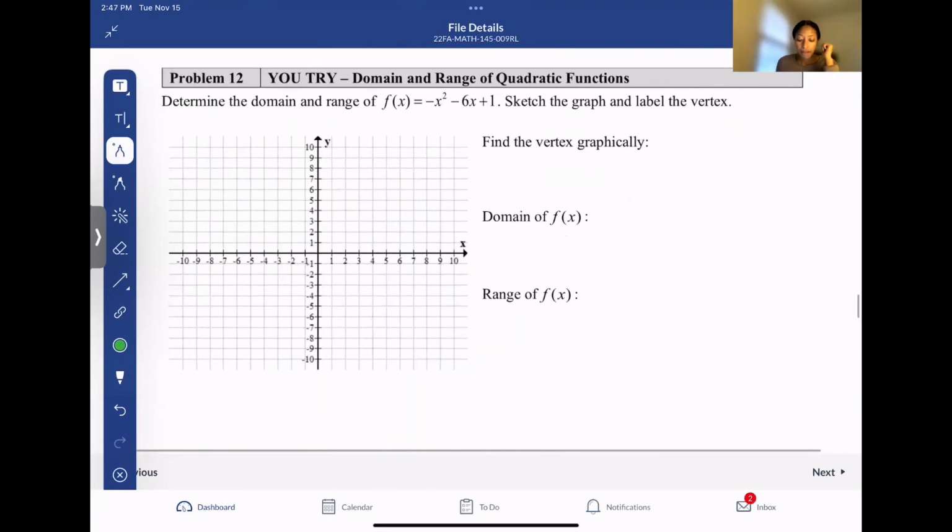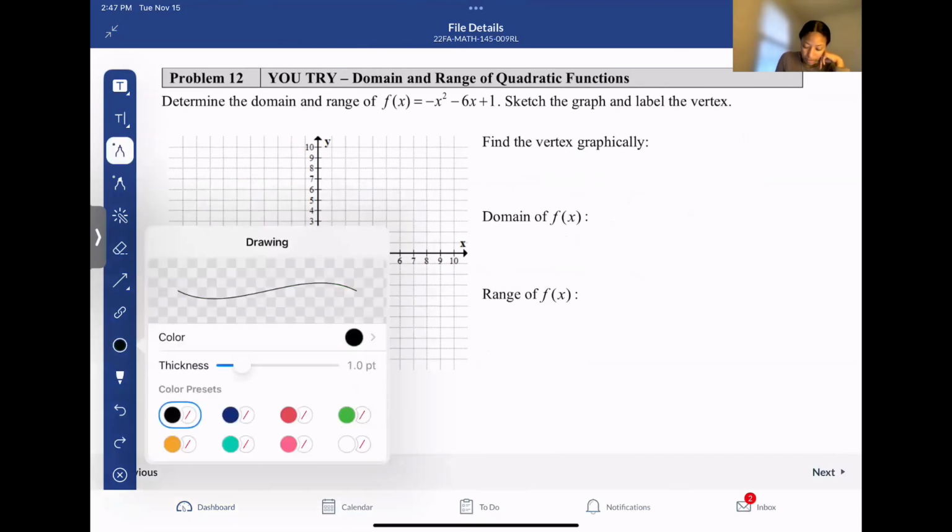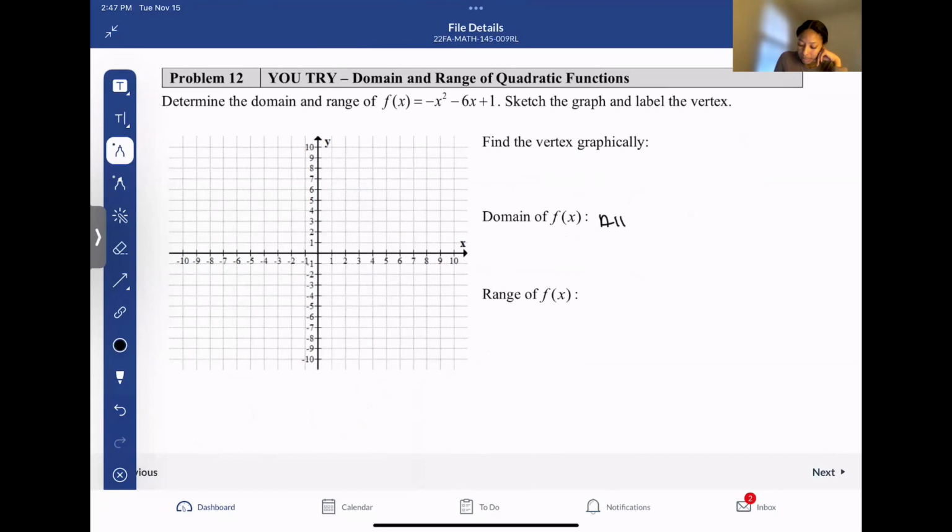For number 12, the domain is all real numbers, so we can type that in. Our function, though, is f of x equals -x squared minus 6x plus 1. We've done this one already. Again, all real numbers for the domain. For the vertex, x is equal to -6 over 2 times -1. We did this one earlier. This gives us 6 over -2, which is -3. Y would be -3 squared minus 6 times -3 plus 1, which is 10.